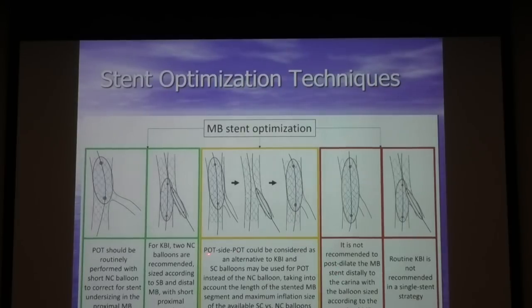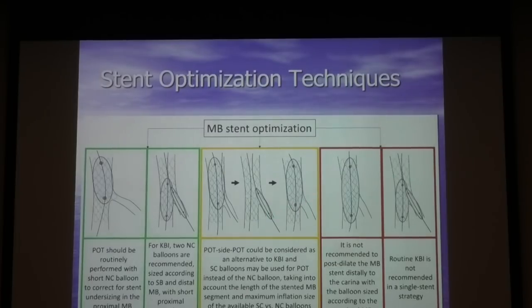Now, side POT. If you don't want to use simultaneous kissing, you can use POT, side, POT. What does that mean? It's an optimization of the main branch. You take a side branch balloon, it's a little dilatation, and then you go back to the main branch POT. It is acceptable as long as the side branch is not severely diseased after that.